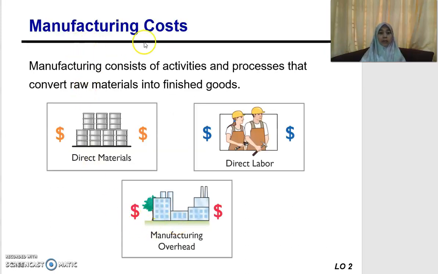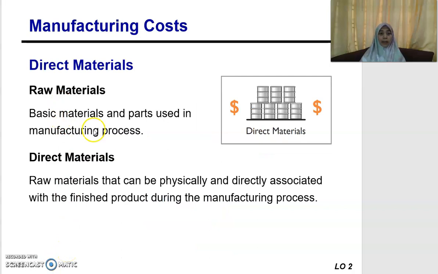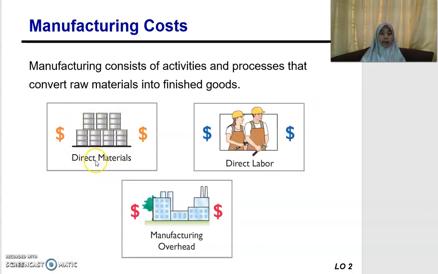In terms of manufacturing cost or expenditure, manufacturing costs consist of activities and processes that convert raw materials into finished goods. Whatever cost you incur from converting the raw material until it becomes a finished good will be your manufacturing cost. You have direct materials, direct labor, and manufacturing overhead. These are the three main components of your manufacturing cost. Let's look at the first one, direct materials.